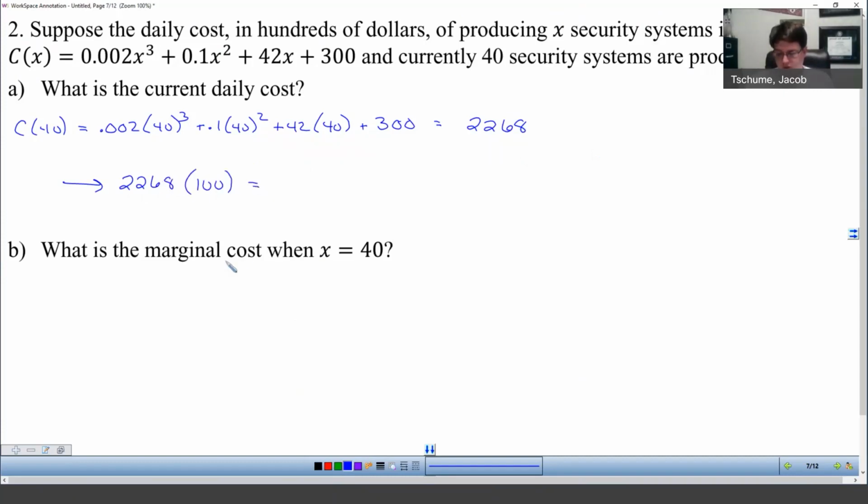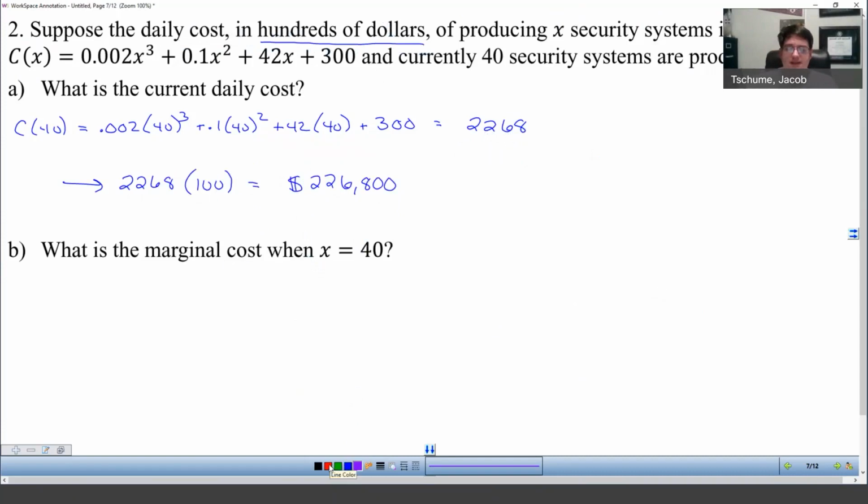So times 100. That would give us a cost of actually $226,800. Once again, I multiplied by 100 here because it says the supposed daily cost is in hundreds of dollars. This is what's telling us to do that.